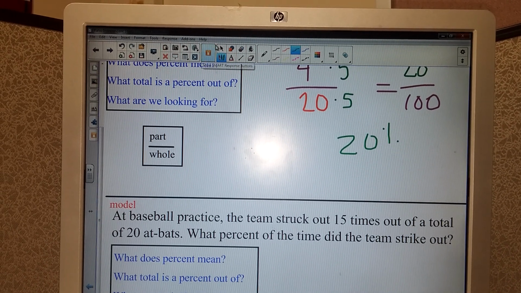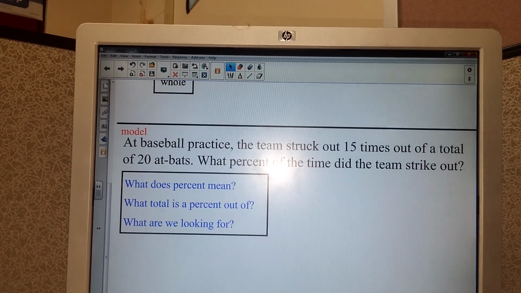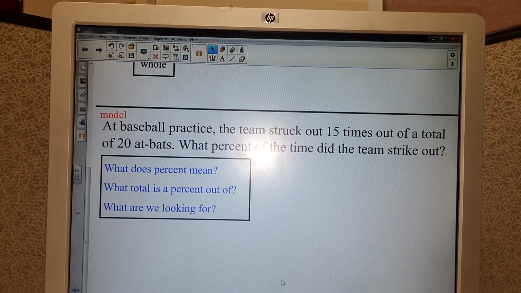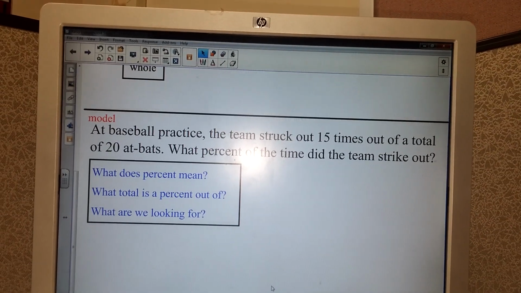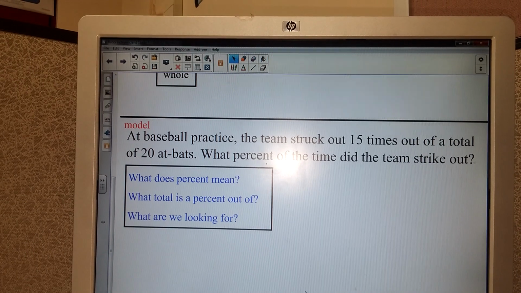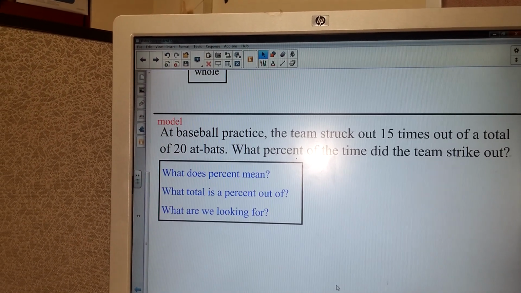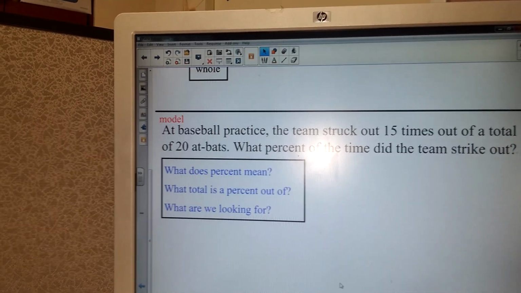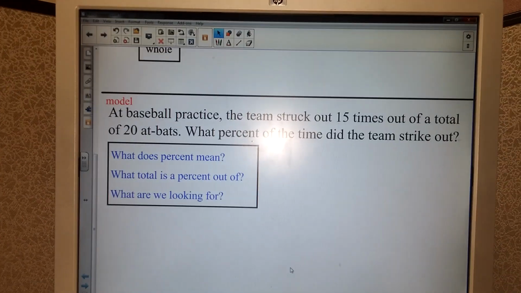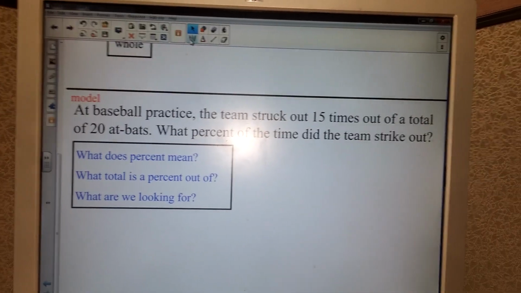The bottom example here, go ahead and pause the tape and try it on your own. I will not be going over this. I'll just be telling you the answer. Hopefully you set up an equivalent fraction or equivalent ratio here, and we're able to determine that if they strike out 15 times out of a total of 20 at-bats, that means 75% of the time they struck out.